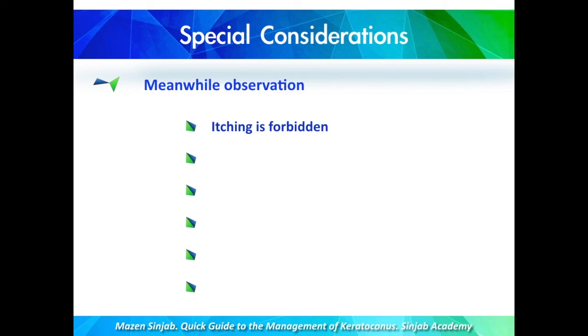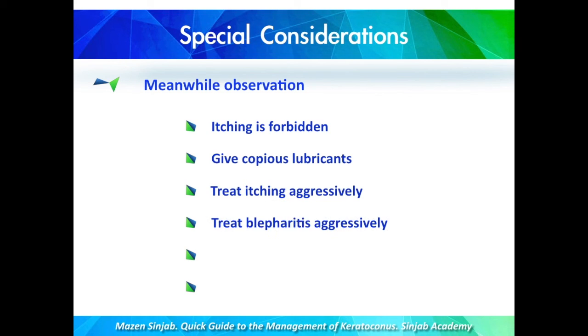First, itching is forbidden. You have to tell your patient, do not itch. And we have to give him copious lubricants. We have to treat itching aggressively. We have to treat blepharitis aggressively. Sunglasses are a must, and the patient should avoid any irritants. Why all of this? Actually, itching is the main reason of progression.